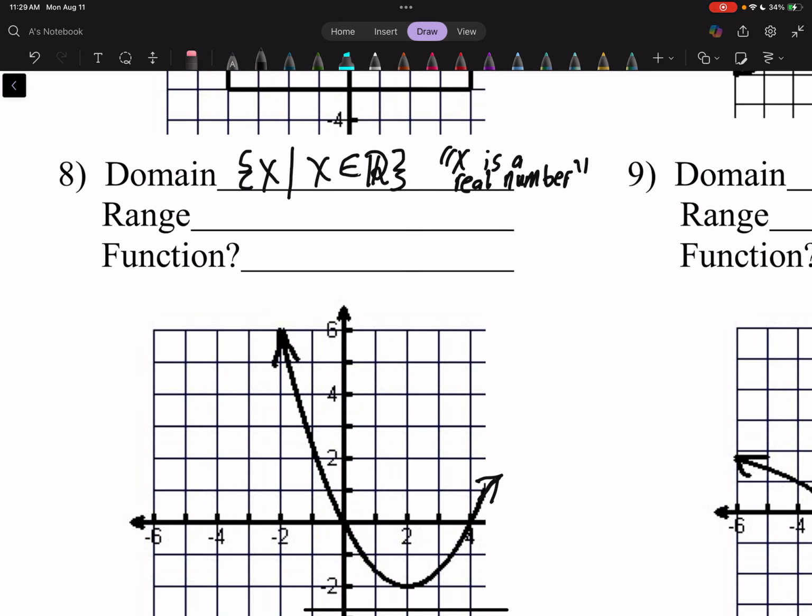I just want to show you different ways that you can write the interval of any of these problems. That's what that means right there. X is a real number.